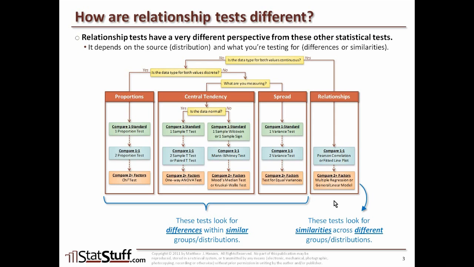Relationship tests are a little bit different than that. What they do is kind of the opposite. They're taking different groups, different distributions, and they're looking for similarities between them. They're doing a comparison between those different groups to see if there is any similarity between these things that seem to be very separate or different from each other. So it's important to understand the difference in how these types of tests look at things. Again, the ones we looked at before are looking for differences among similar groups, and the relationship tests we'll be looking at next look for similarities across different groups or distributions.